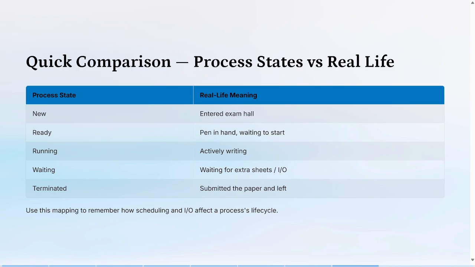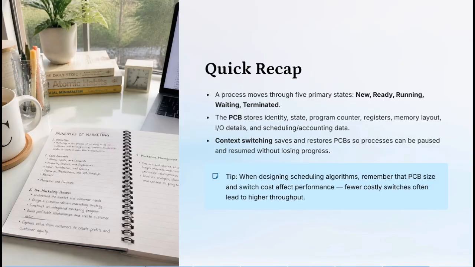Last one is terminated state. Submitted the paper and left. Answer sheet submitted, student walks out, which means done. Terminated means the process has finished completely and is removed from the system. Use this mapping to remember how scheduling and I/O affect a process's life cycle. Every time you think new, ready, running, waiting, and terminated, just picture yourself in that exam hall.